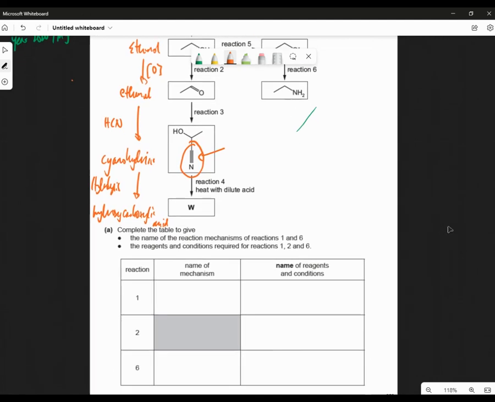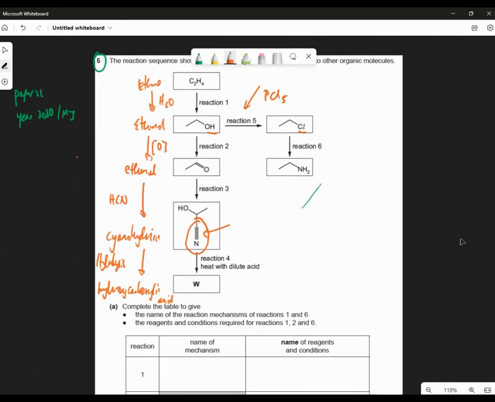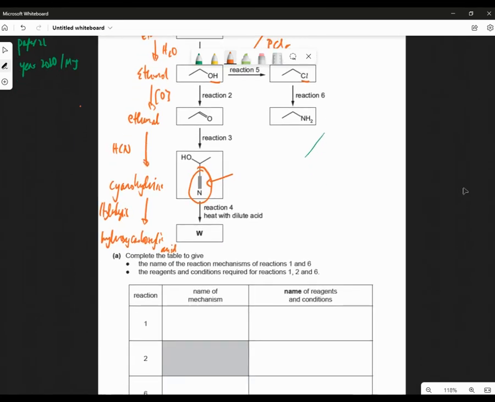Complete the table to give the names of the reagents and mechanisms in reactions 1 to 6. Even though you can't see what I'm doing here, I've got the answer scheme next to me so I don't make a mistake, but I'm not going to use it until I've guessed a little bit. Reaction 1 is going to be an addition reaction, and if we're adding across a double bond, that's electrophilic addition. That's a nice, easy one to start with.